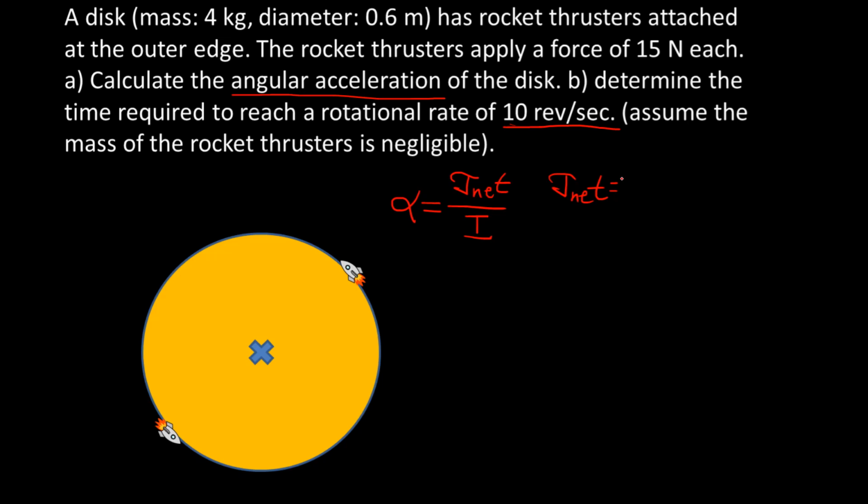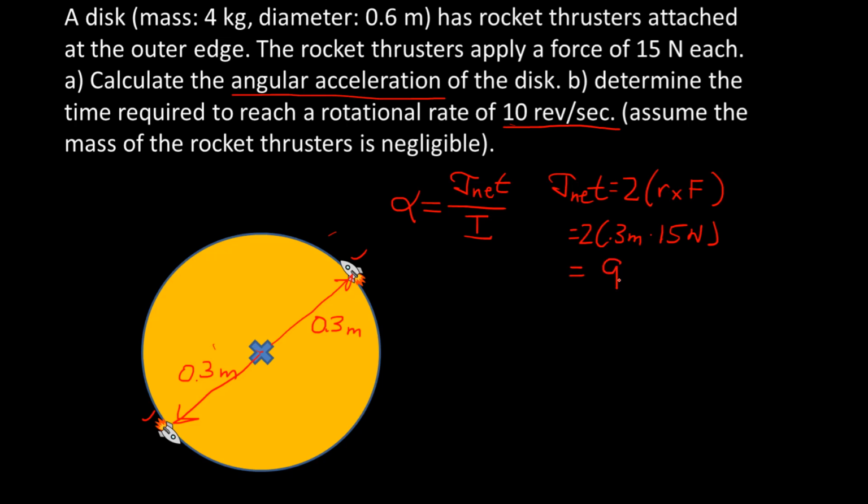What do we have? We have 2 of these rocket thrusters, 1, 2. And what's nice is they're each located 0.3 meters from the center of that disc. So our torque is going to be 2, because we get 2 rocket thrusters, R cross F. Our radius and the direction that the force is being applied are at 90 degrees, so we can just go ahead and multiply. So it's 2 times 0.3 meters times 15 newtons. What do I get? I get 9 Newton meters of torque.